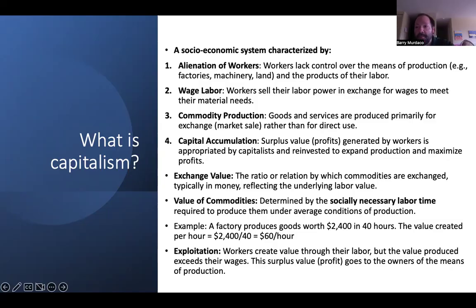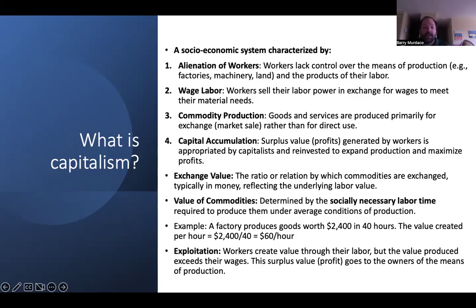So basically, you look at a socially average time it would take to produce a coat, and that determines the value of that coat. Now, some people might take longer to manufacture something. It doesn't necessarily mean that they can claim a higher price for it. If anything, they will lose out because it will cost them more, but they'll still have to sell it for the same price for the most part.